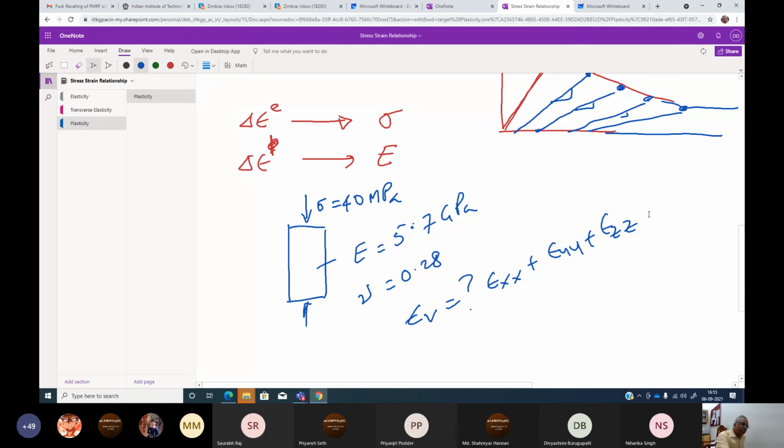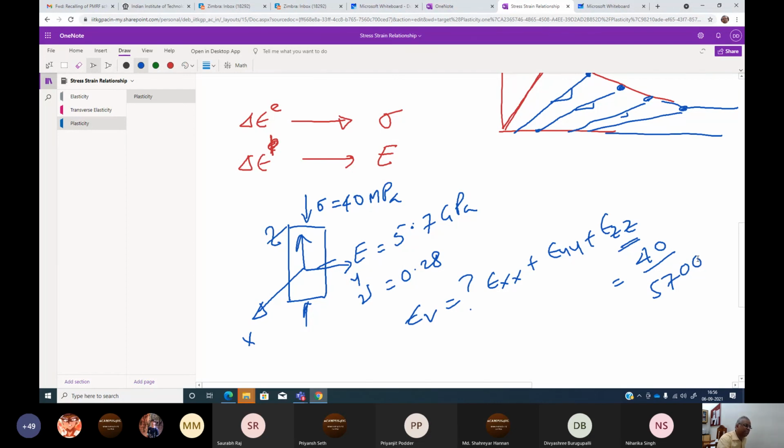Epsilon V is equal to epsilon XX plus YY plus ZZ. Now, you can assume any direction, it doesn't matter. This direction, and this direction. So let's say X, Y, and Z. Any three directions you take. So from the data, this one is known very easily because epsilon ZZ is already given, 40 by 570.